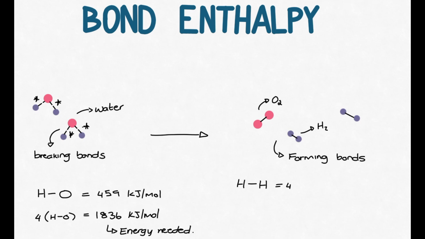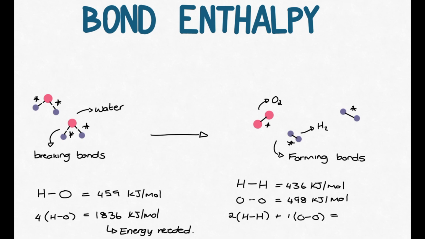Now, hydrogen-hydrogen bonds have a specific bond enthalpy of 436 kilojoules per mole, and oxygen-oxygen bonds have a bond enthalpy of 498 kilojoules per mole. Now, if we look at it, we need to form 2 hydrogen-hydrogen bonds and 1 oxygen-oxygen bond. And this will give me a total of 1,370 kilojoules per mole of energy being released into the environment.